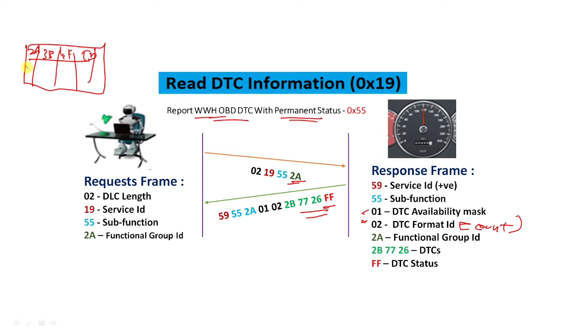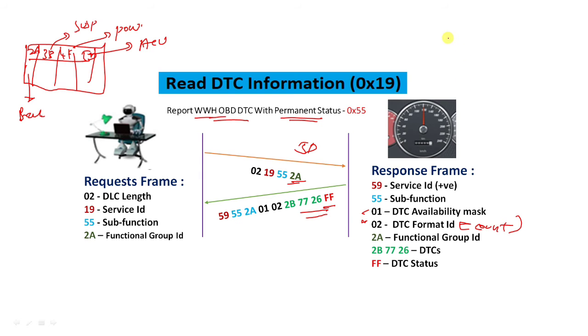Say, for example, in 2A I may have the DTCs related to brake. In 3B I may have suspension. Here I may have power steering. Here I may have airbag. So if I want to know what the DTCs present in the ECU are, then I can give this 5D, and I'll get exactly what it is.